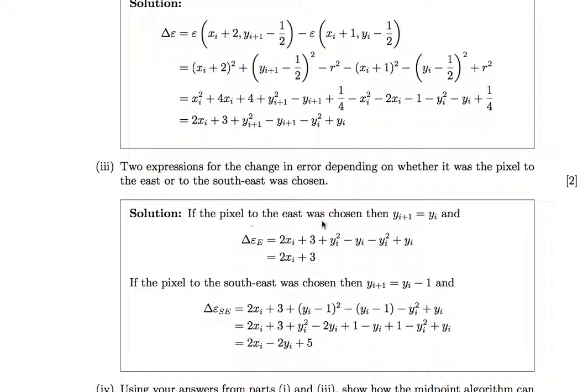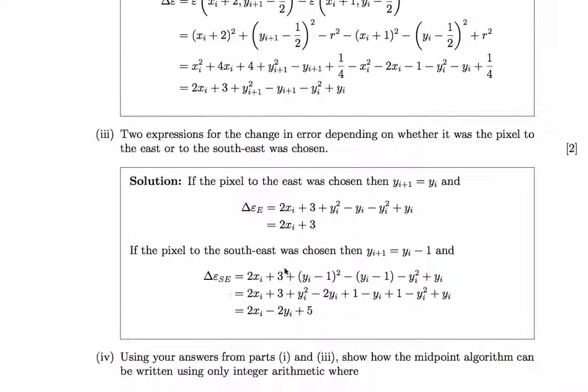If the pixel to the east was chosen, we have no change in our y coordinate, so y i plus 1 is simply y i, and this simplifies to 2 x i plus 3. But if the pixel to the southeast was chosen, we move down, so we take 1 away from our y coordinate, and the y i plus 1 here and here is replaced by y i minus 1. Again, a bit of algebra, and we get this expression.